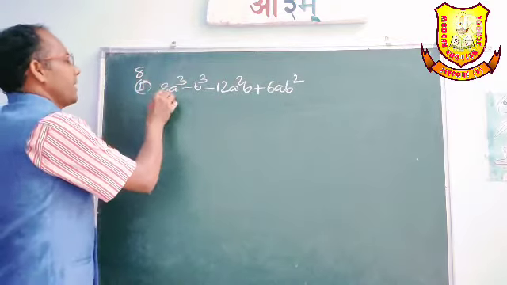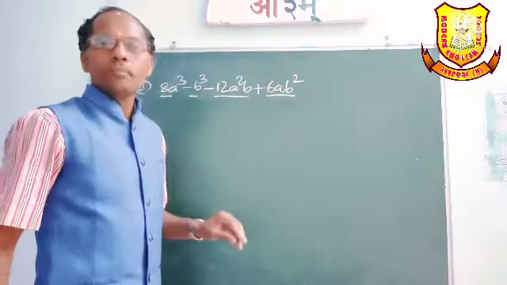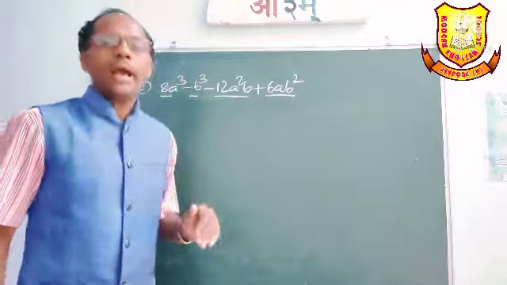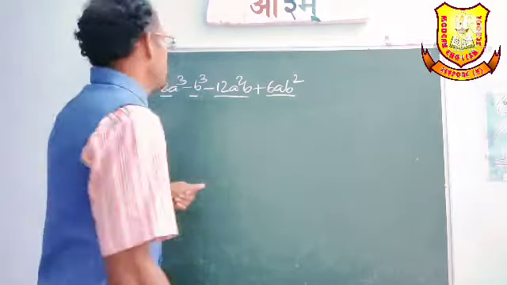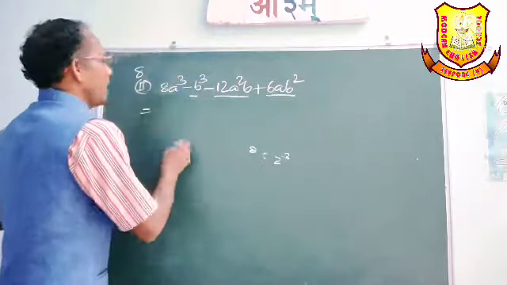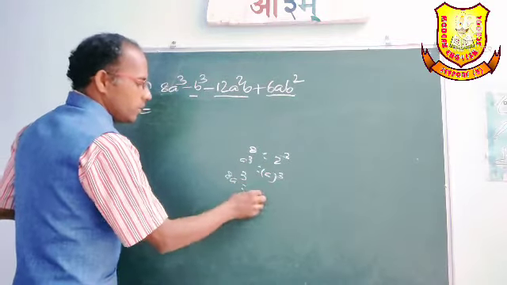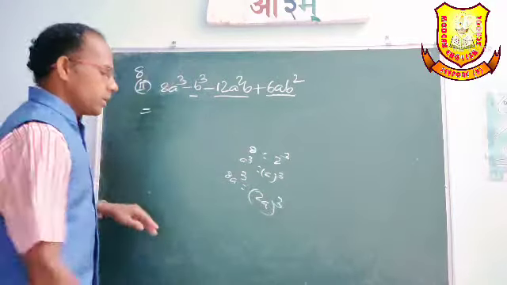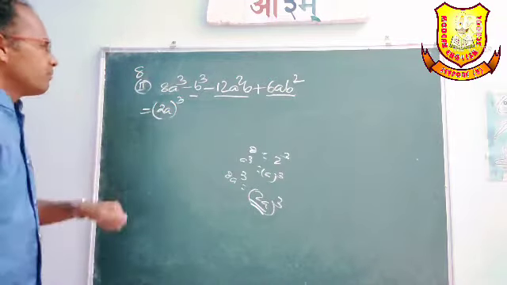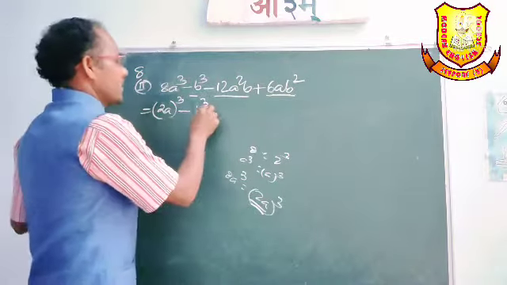Here it is looking like a cube minus b cube minus 3a square b plus 3ab square, so this is a minus b whole cube. We have to find a and b. What is a here? What is b here? So let's find. 8a cube: 8 equals 2 cube, so 8a cube equals 2a whole cube. So this is 2a whole cube minus b cube.